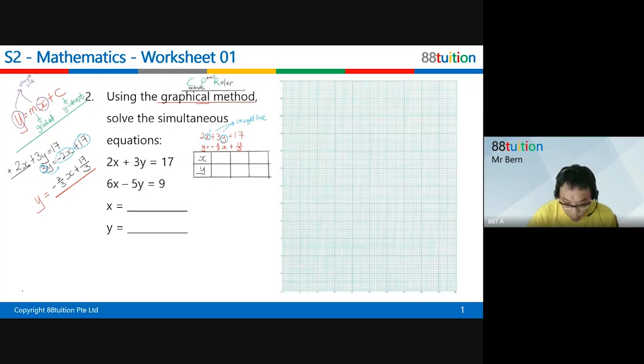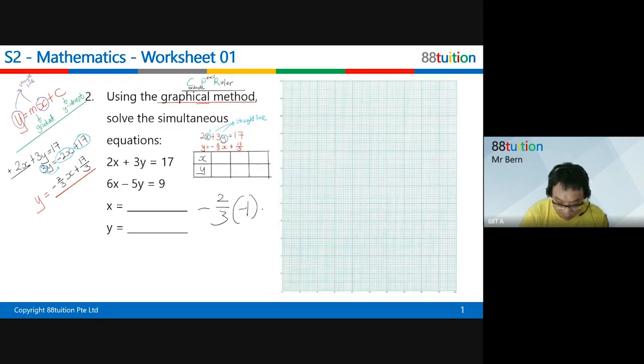So you can actually key into your calculator. Children, key into your calculator with me. Negative 2 over 3. Open a bracket. Press the right button. Open a bracket. Then maybe you key in a negative 1. Close bracket. Plus 17 over 3. Press equal.